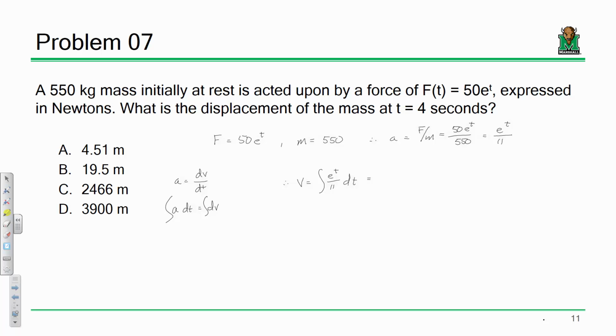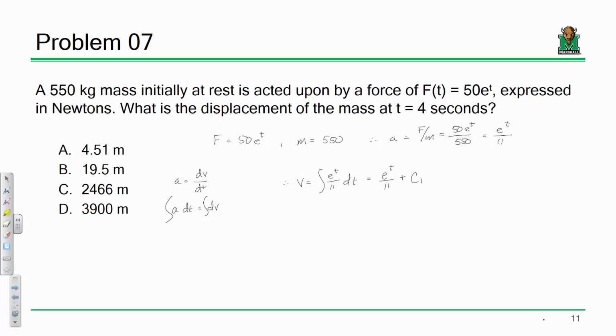What's the integral of e to the t? E to the t, right? And so what's the integral of e to the t times a constant? E to the t times a constant. So this is the integral: e to the t over 11 plus c. We'll call that C1. How do I determine C1?